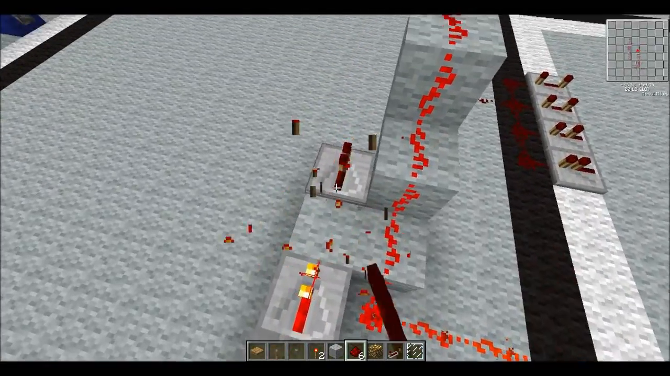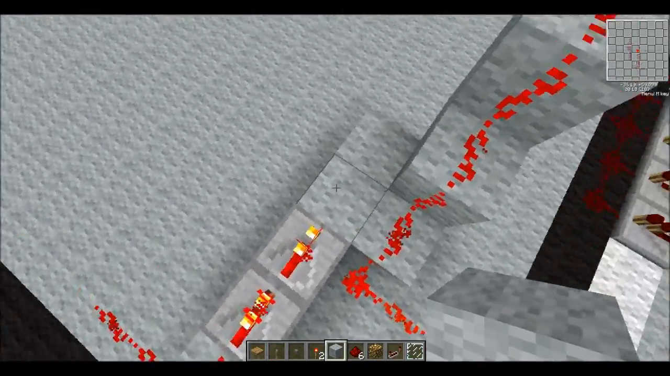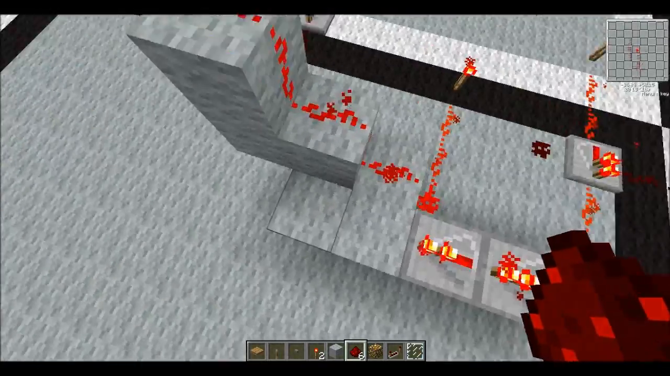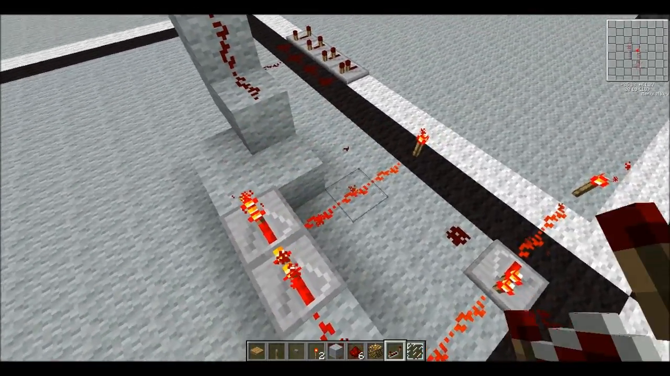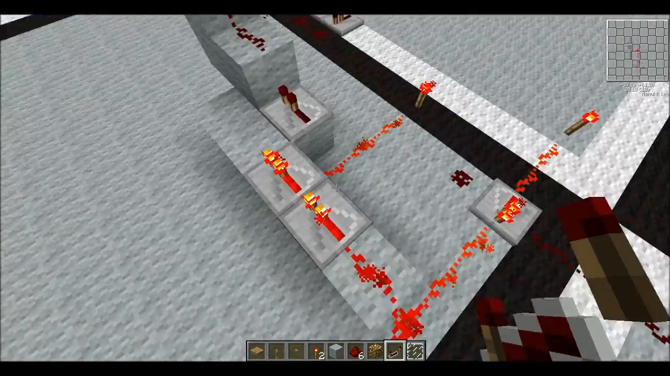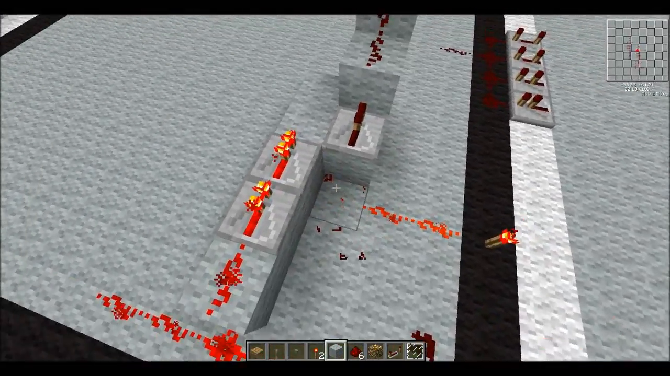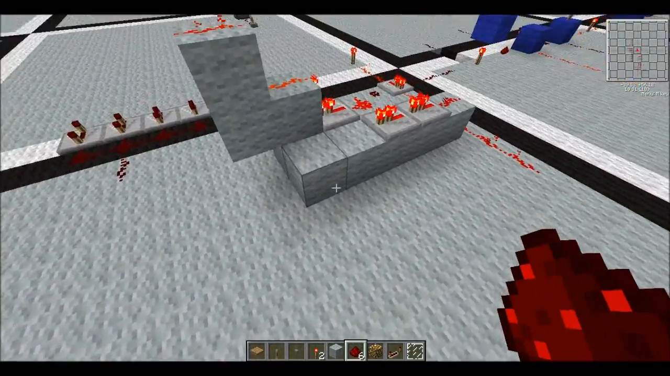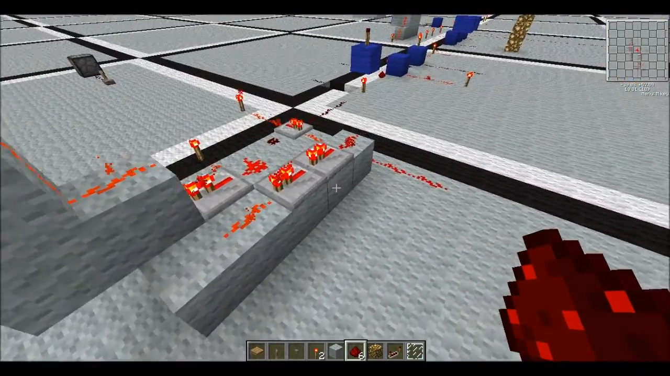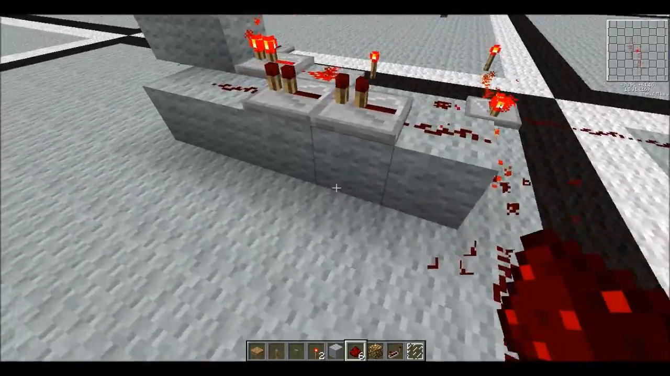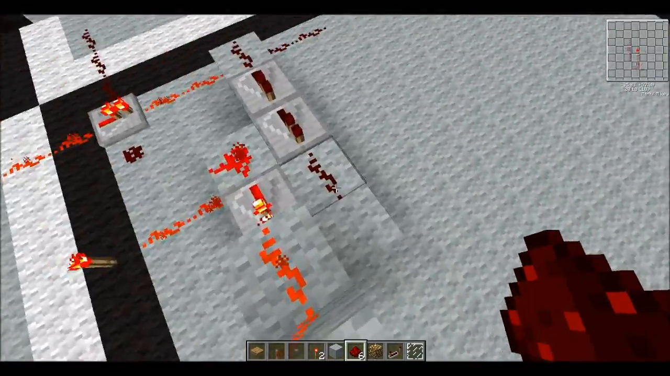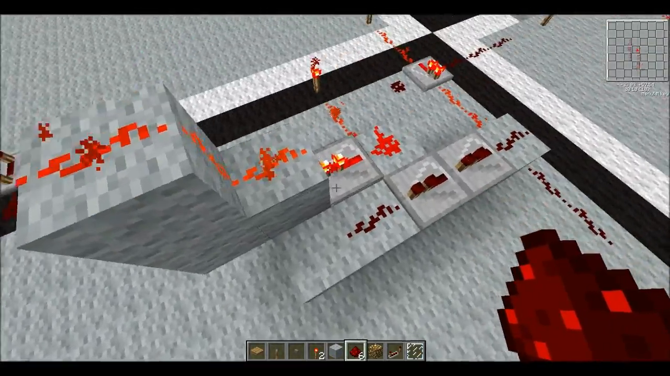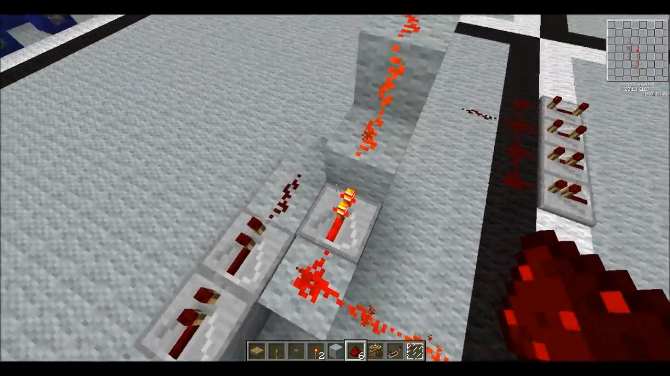So let's say I needed to cut power here. I'm not getting any power to there or from there. If I add a repeater here, I can actually... Oh, come on. Should have practiced this a little bit better. But if I do this, and then I remove the power here, this is not going to be affected, and I can use these lines separately for different purposes. So you can make redstone a lot more compact with the addition of repeaters.